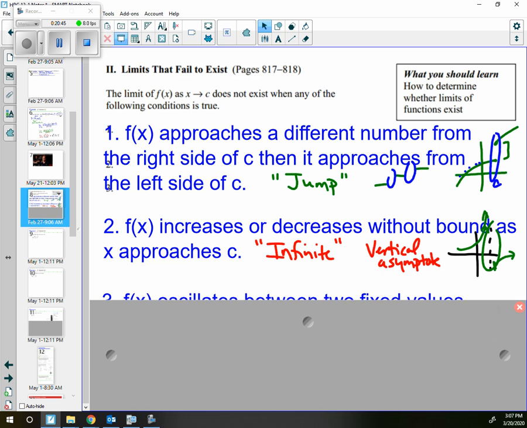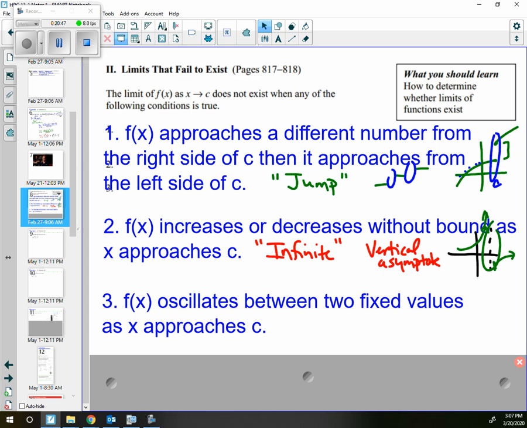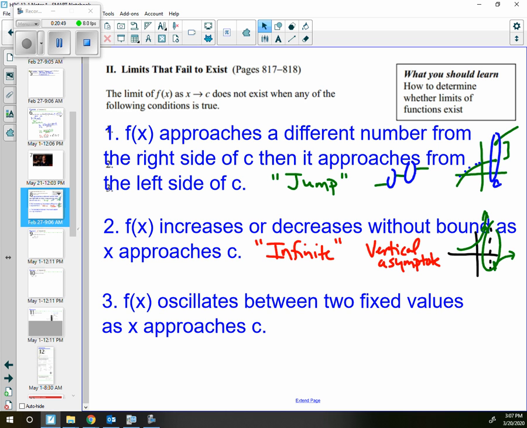Again, it can have a limit in other places. And then the third way you cannot have a limit is if something oscillates between two fixed values as it gets closer and closer to c. So oscillation, like if you think of something swinging, it's going back and forth, back and forth, and it's never settling down on a single value. You see that with sine and cosine kind of graphs. It's never going to have a limit either. It's going to keep going back and forth.